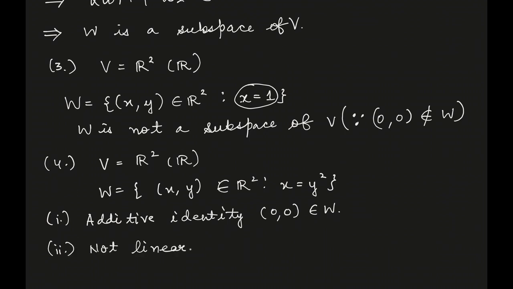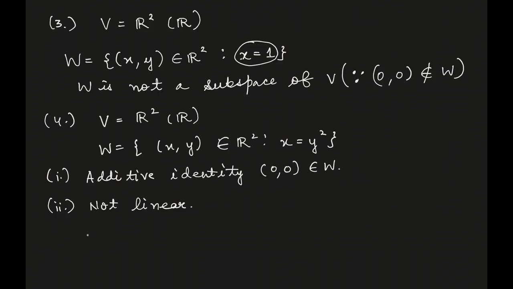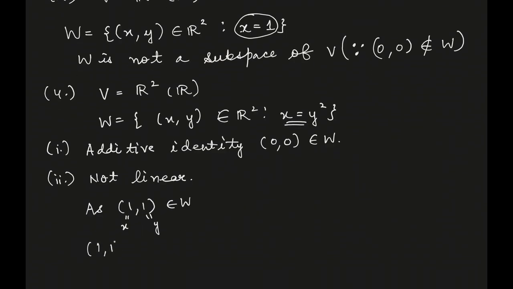Or one more thing can be seen. If I take two elements, (1, 1) belongs to W, no? Because x is 1 and y is 1, so x is equal to y square. This condition is being satisfied. So (1, 1) plus (1, 1) is (2, 2), but this term is not present in this W, no? Because x is 2 and y square is 4. 2 equal to 4, not possible. So this does not belong to W. This means closure property fails.